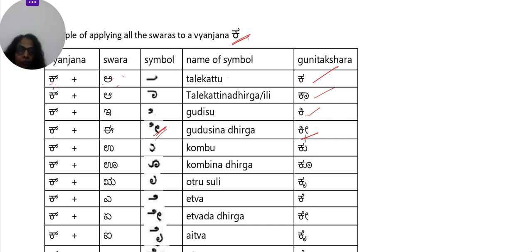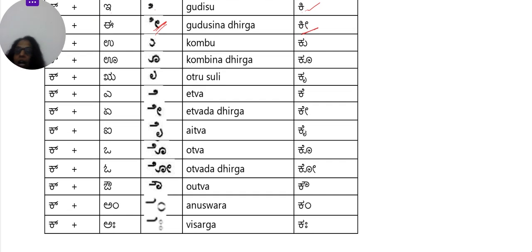Then I, Aitva. K plus I, Aitva, Kai. K plus O, Otva, Ko. K plus O, Otvana Dirga, Ko. K plus Au, Kau, that is Autva. And K plus Am, that becomes Anuswara. K plus Aha, it becomes Visarga.